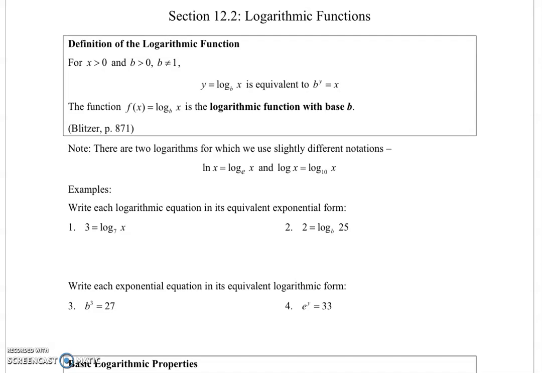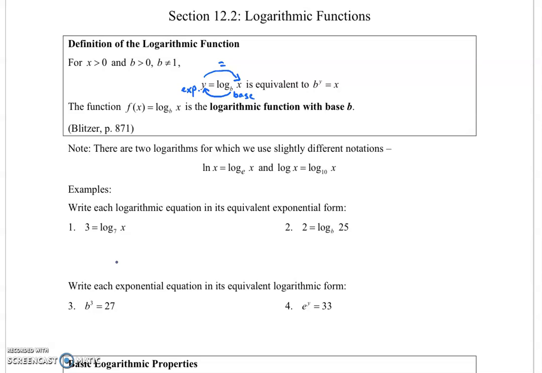So what we have is b is the base, y is the exponent, and x is what that equals. So we sort of swing it this way. Base to the exponent equals that. So base, exponent, and then equals the x.